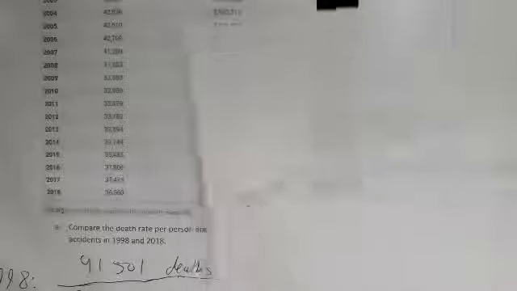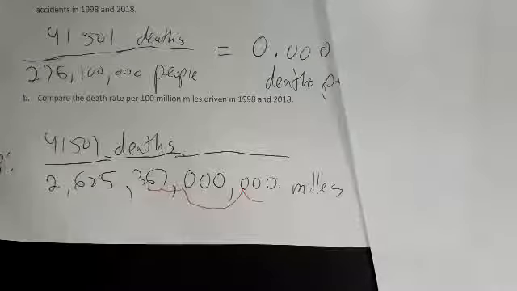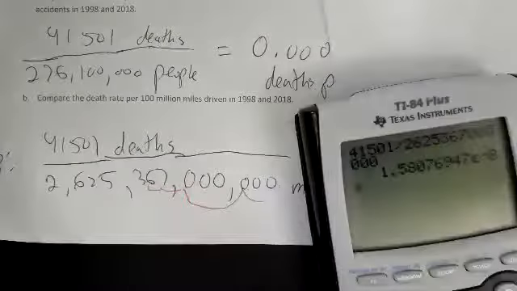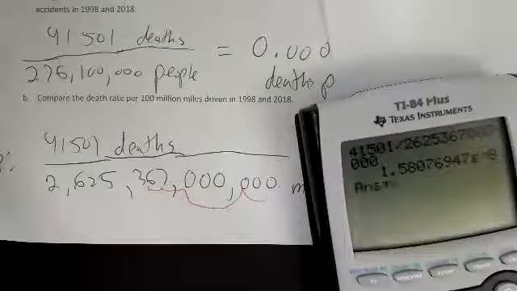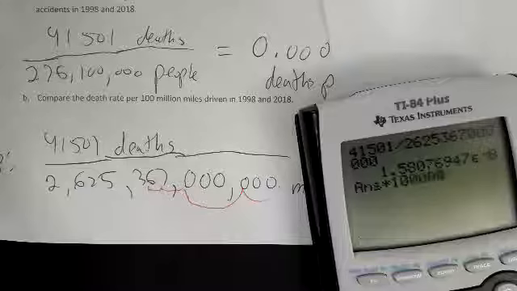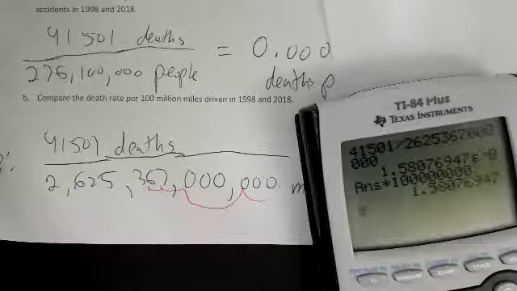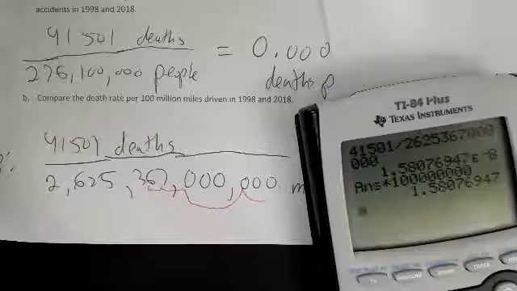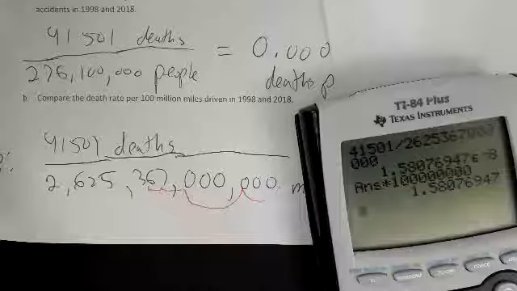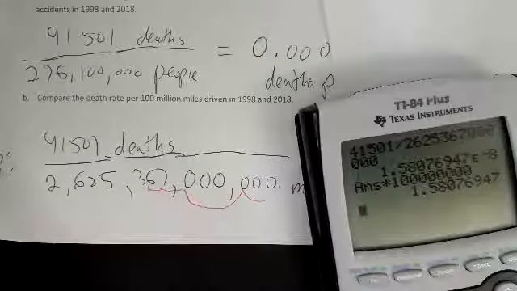The other way is you could do deaths per mile, right? If you didn't want to convert this, if you wanted to do deaths per mile and then multiply it by 100 million, that's another way to do this. I get a really annoying small number. I have to multiply it by 100 million, and that will get me the same result. If I do deaths per mile and then multiply by 100 million miles, it works the same way.